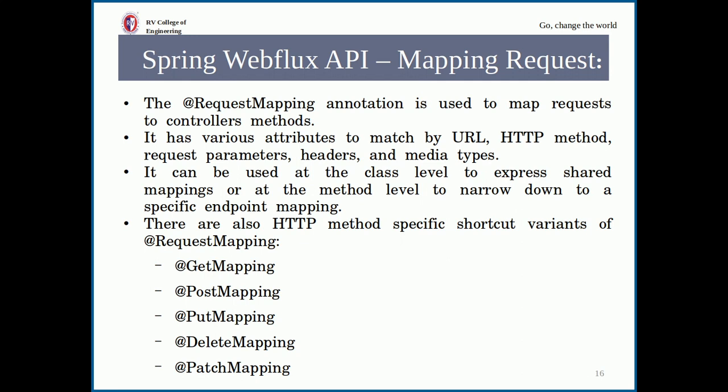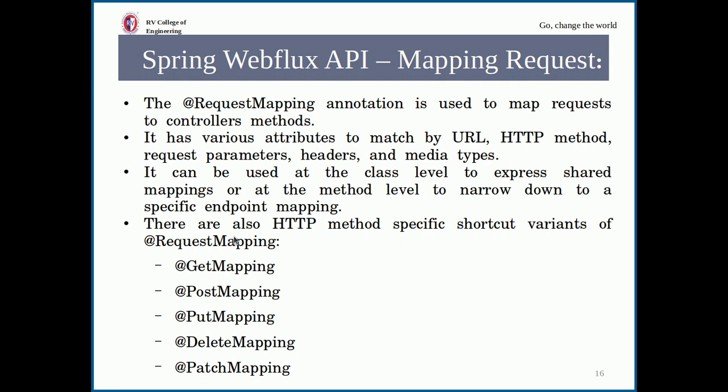There is also the request mapping annotation, which is used to map requests to controller methods. As I have told you, mapping with respect to URL will come. It has various attributes to match: URL, HTTP methods, request parameters, headers and media types. All these become attributes for the request mapping. It can be used at the class level to express shared mapping, or at the method level to narrow down to a specific endpoint mapping.